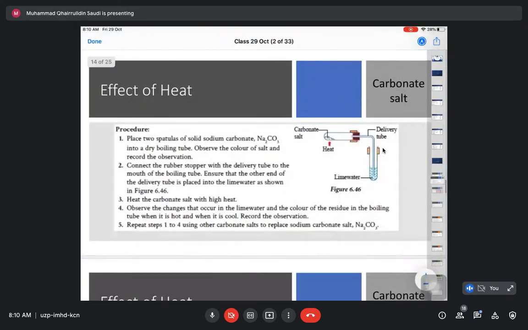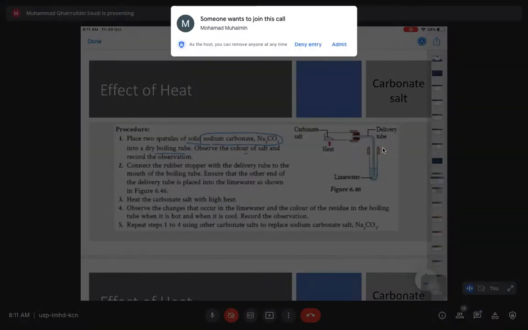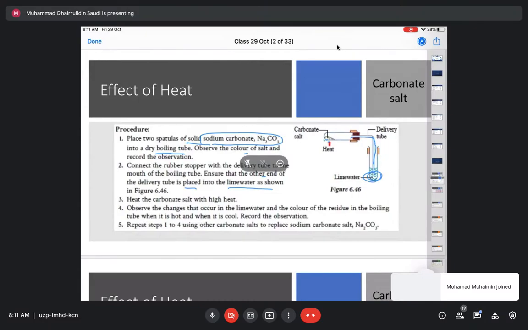Kita put tu spatula of, okay, yang first yang kita guna adalah solid sodium carbonate into a boiling tube dekat dalam ni, and then observe the colour of the salt. Okay, awal-awal tu colour apa. And then kita connect the rubber stopper with the delivery tube to the mouth of the boiling tube. Ensure the other end of the delivery tube is placed into the lime water. Kita mesti make sure yang ini masuk dalam lime water sebab kita nak gas kita terus kena dengan lime water lepas ni.